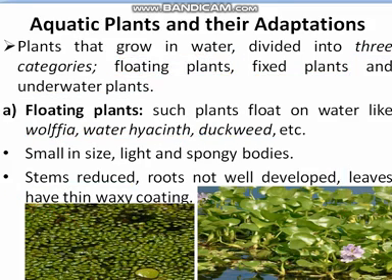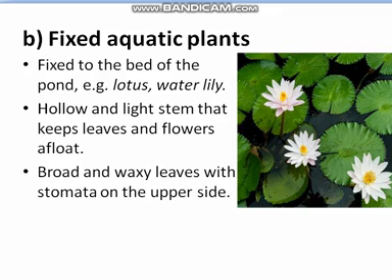Now let's talk about another category, that's fixed aquatic plants. These are those plants which are fixed to the bed of the water body, a pond for example. ऐसे plants जो fixed होते हैं to the bottom of the pond, that means जो bottom पे soil होती है उसमें उसके roots होते हैं. And when we talk about their leaves and their flowers, they come out on the surface of the water.